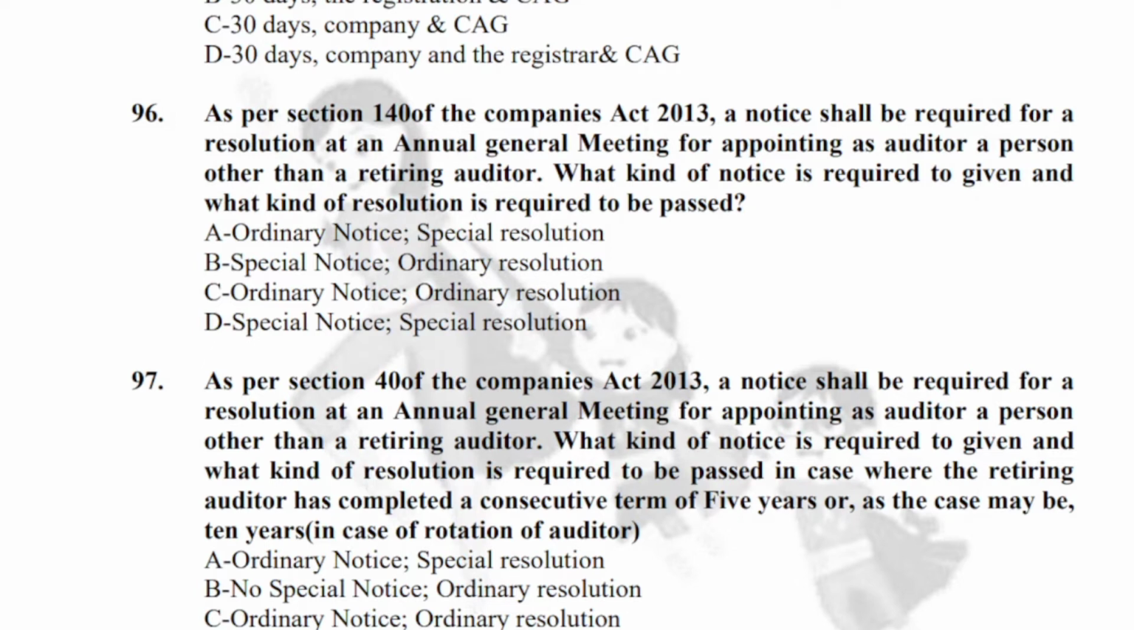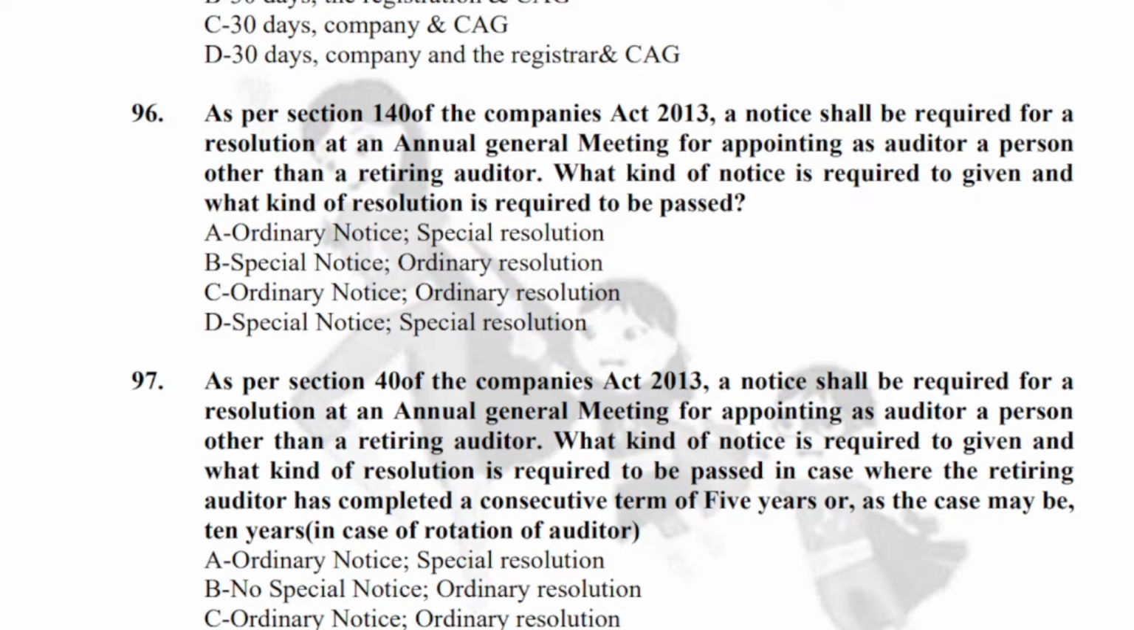Only two cases. Here we are removing the auditor after expiry of term, after his term has expired. So here ordinary notice is required, but because we are appointing another auditor, a special resolution would also need to be passed. So here: ordinary notice and special resolution. Ordinary notice and special resolution.